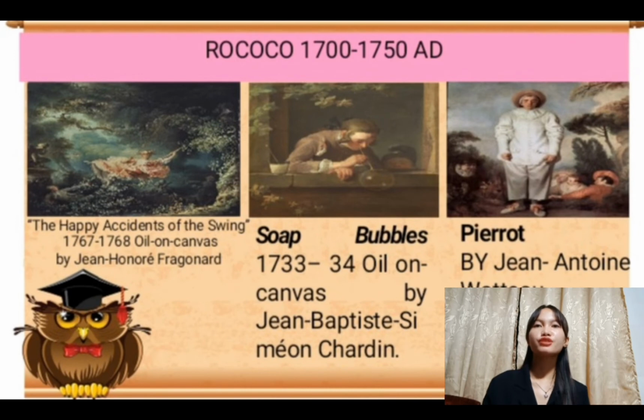Okay, next we have Soft Bubbles, 1733 to 34, oil on canvas by Jean-Baptiste Simeon Chardin. Soft Bubbles was the first of many paintings by Chardin that depicted the life and curiosity of children. This painting combines his style of painting everyday life with youth and innocence.